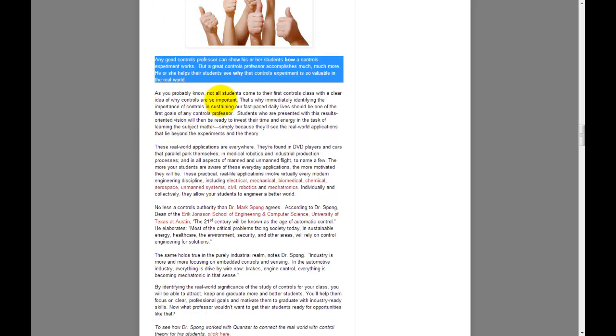So, as you probably know, not all students come to their first controls class with a clear idea of why controls are so important. That's why immediately identifying the importance of controls in sustaining our fast-paced daily lives should be one of the first goals of any controls professor. Students who are presented with this results-oriented vision will then be ready to invest their time and energy in the task of learning the subject matter, simply because they'll see the real-world applications that lie beyond the experiments, and so on. So again, great article, read it.